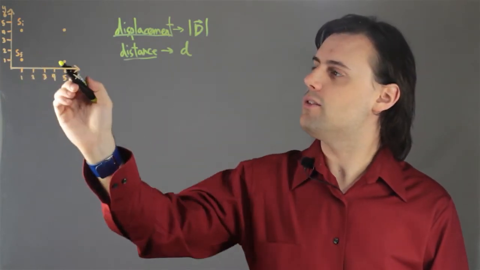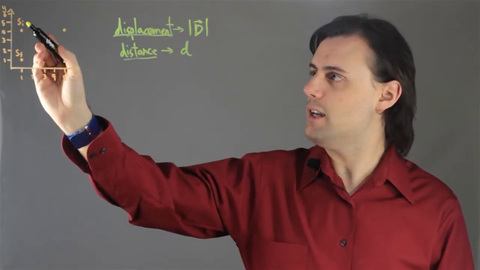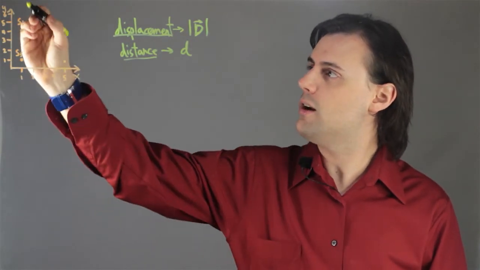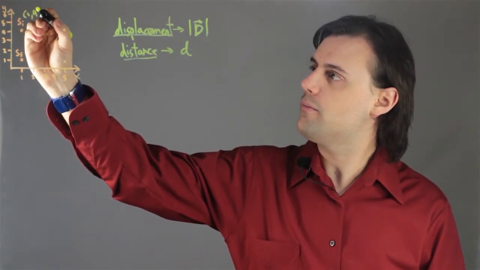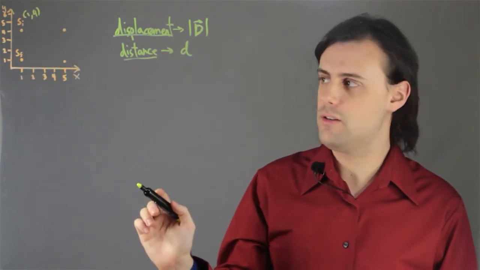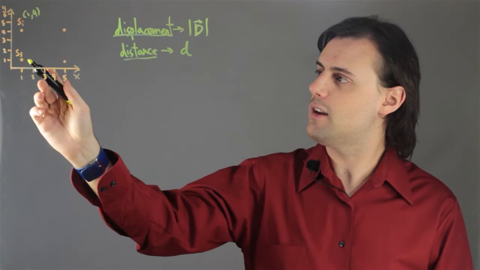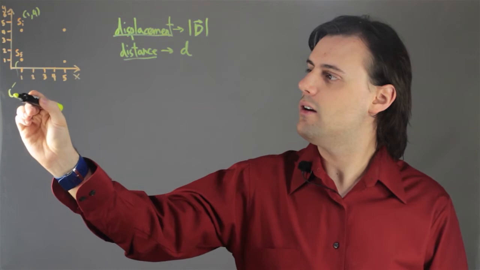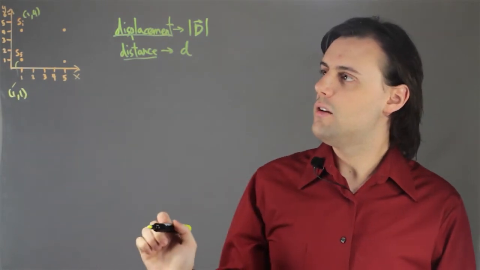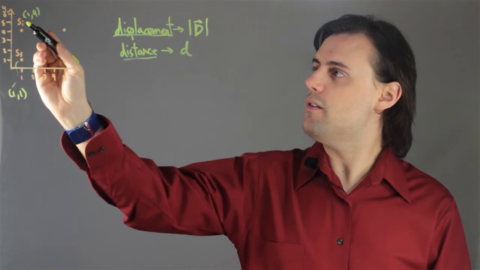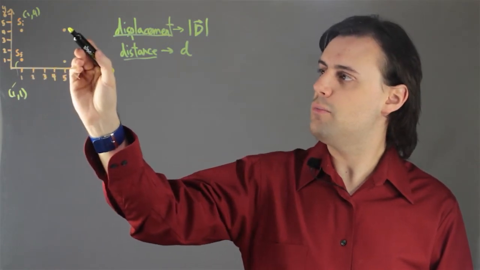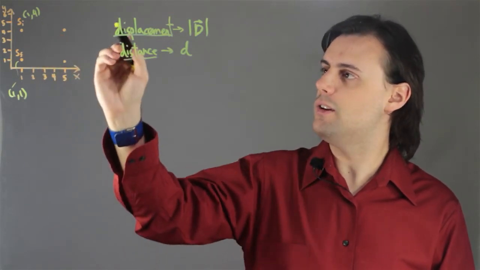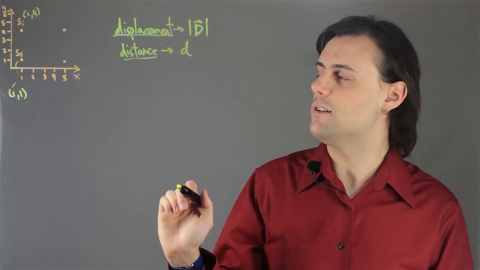So here I have an example in 2 dimensions where I have an initial position denoted by the point s sub i, and it has coordinates 1, 4, and then I have a final point for my journey. My destination is denoted by point s sub f, and it has coordinates 1, 1. So my trajectory will be from this point to this point to this point, and then finally to my destination. And I'm going to use this example to demonstrate the differences between displacement and distance.